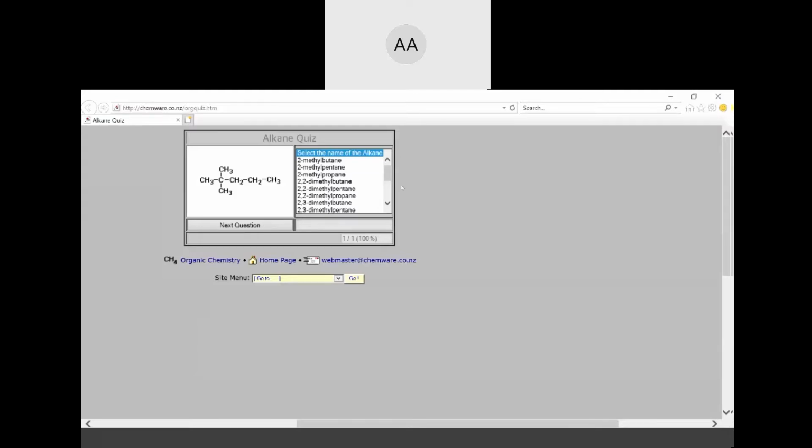Oh, I can hear some answers from the people with us today. Pentane or propane? Which one are you going to go for? Pentane? Let's have a go. Well done. Excellent. 2,2-dimethylpentane. Very good. One of the examples we had in our presentation.